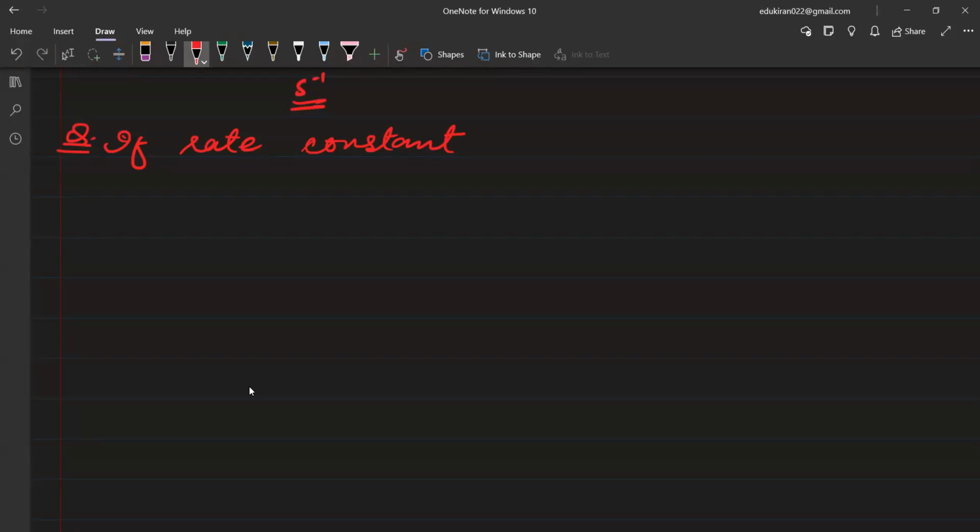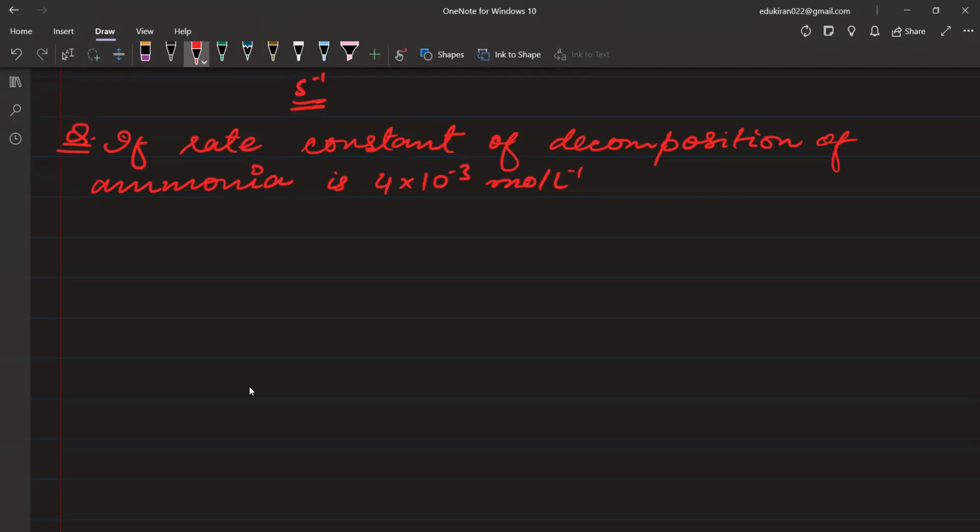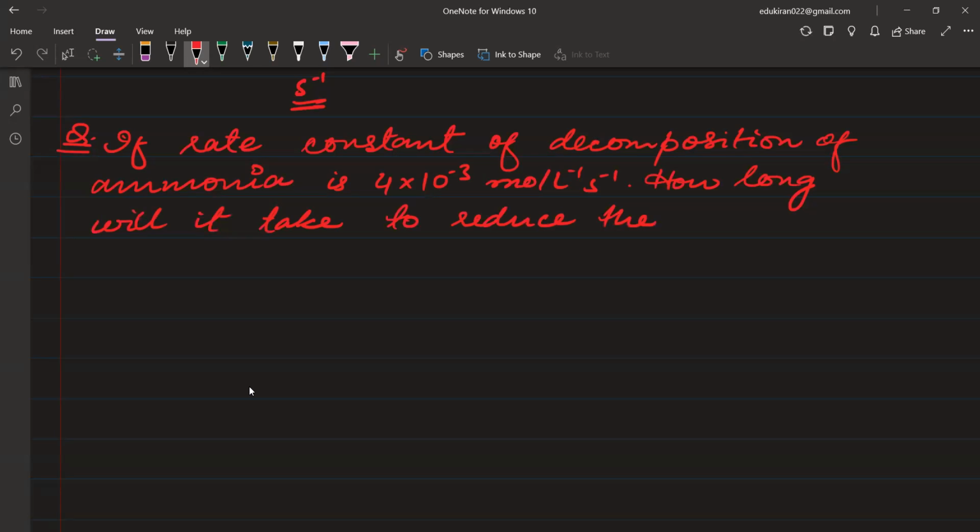If rate constant of decomposition of ammonia is 4 into 10 to the power minus 3 moles per liter per second, how long will it take to reduce NH3 from 0.1 molar to 0.064 molar?